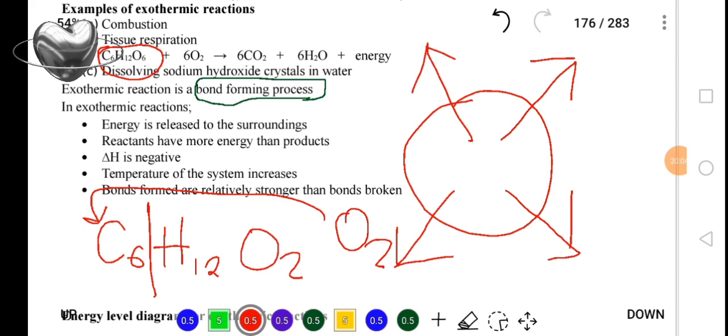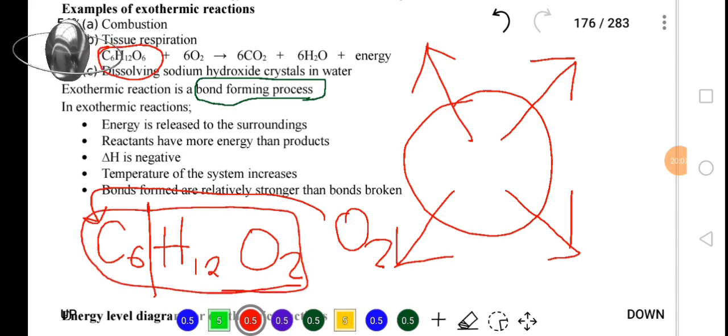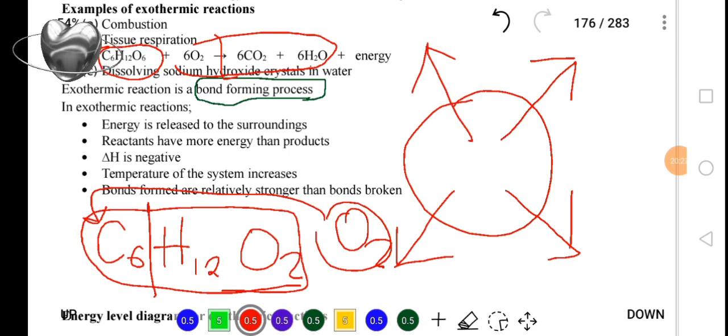So meaning we are going to have heat which is going to break down this glucose molecule so that we can have carbon being isolated in such a way that it will react with oxygen. That is bond breaking. Now, for these new bonds to be formed, heat is going to be going out of the system so that oxygen can bond with carbon. Oxygen can also bond with hydrogen to form water. That is very, very important.